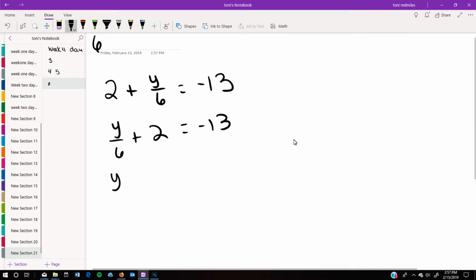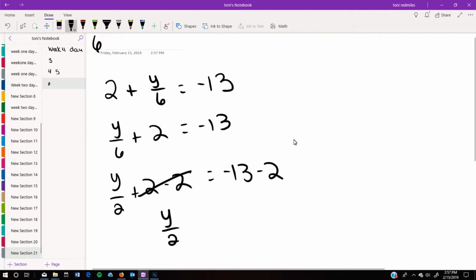All right, so the 2 is being added to the y, so I'm going to subtract it on both sides. That is going to be a big fat 0, so it goes away. Negative 13 minus 2 is a negative 15. The 2 is dividing the y, so to get rid of it, I have to multiply it on both sides. That cancels. Y equals a negative 30.